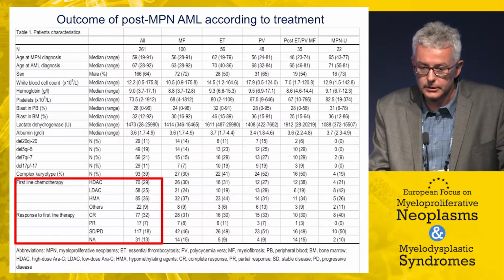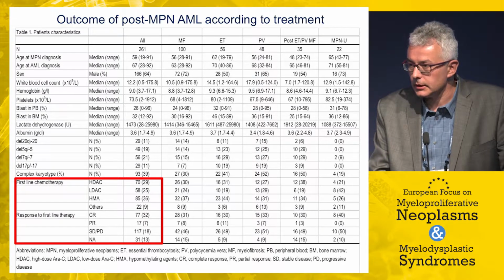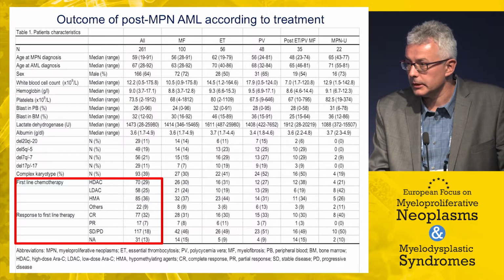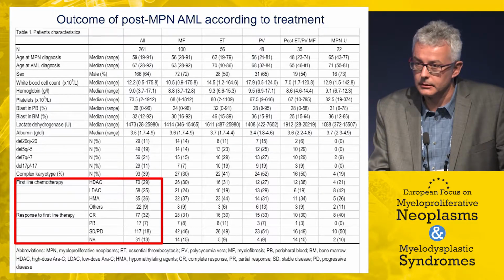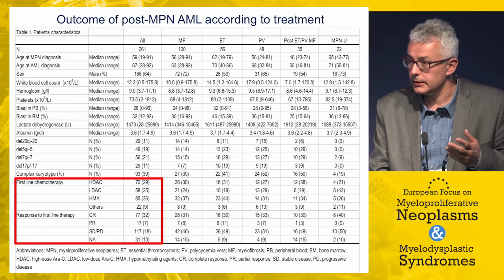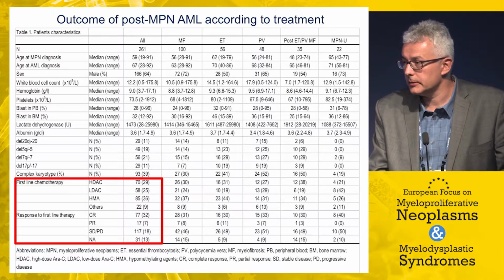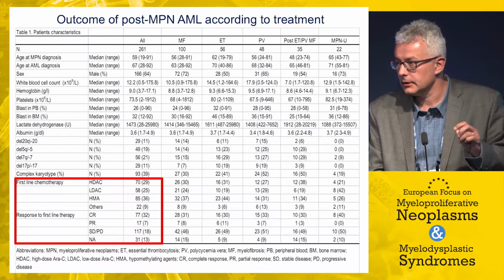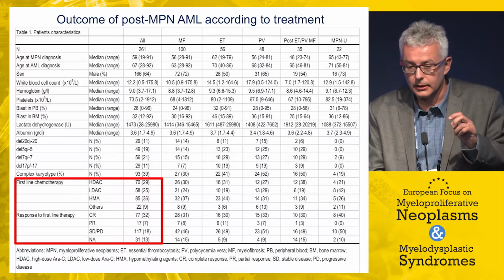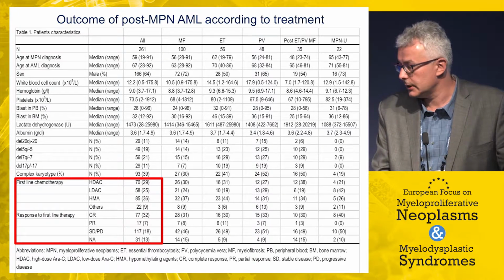And these are the responses here. About a third of them would go to CR, and it is about the same result whether you give high-dose RSE, low-dose RSE regimen, or hypomethylation agents. No difference. But first of all, you need to realize that the chance of response is about a third, right? A third of the patients, regardless of the regimen, will go to CR.